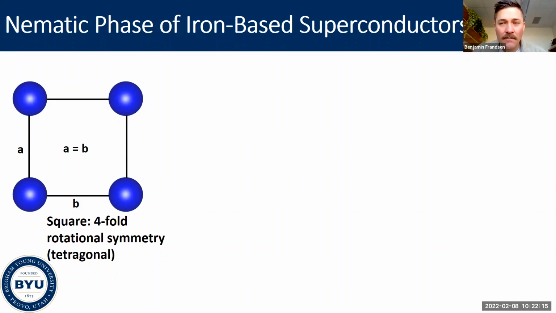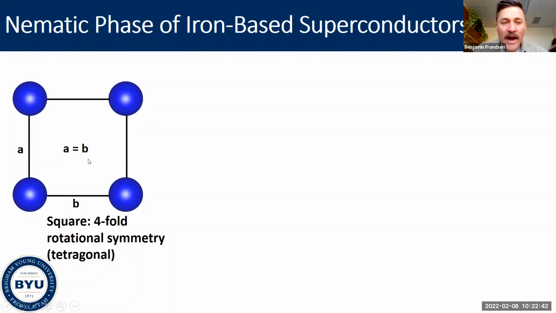All right. And that's what we're going to be looking at and talking about for the next few minutes. So to understand the nematic phase of the iron-based superconductors, we can consider the structure. I mentioned that these iron-based superconductors all have a square network of iron atoms. So if here are our iron atoms forming a square, of course we have this fourfold rotational symmetry of a square. This would be a tetragonal crystal structure.